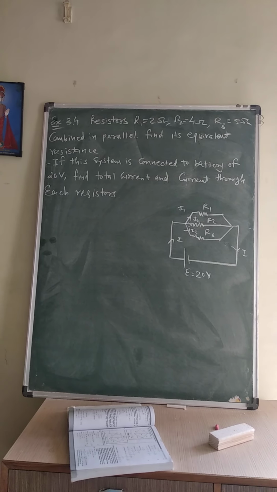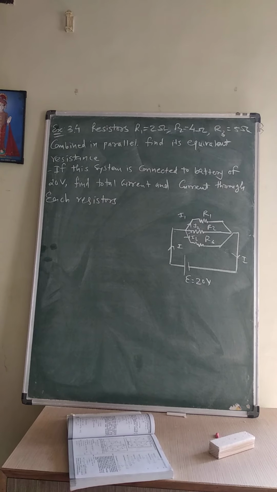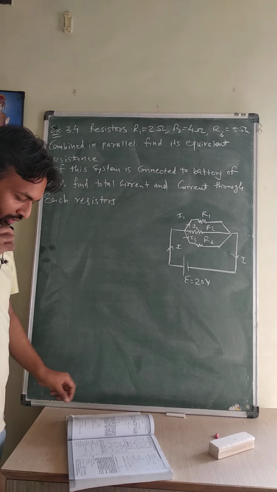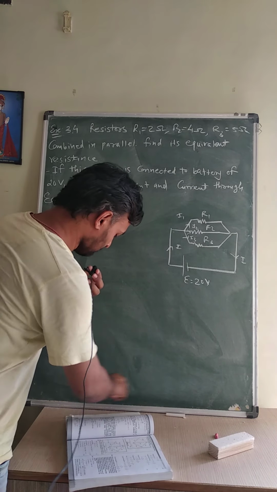Students, today we will see the numericals of chapter number 3, and the pending theory of the potentiometer will be carried out tomorrow. So today we will see the numericals for a resistor.